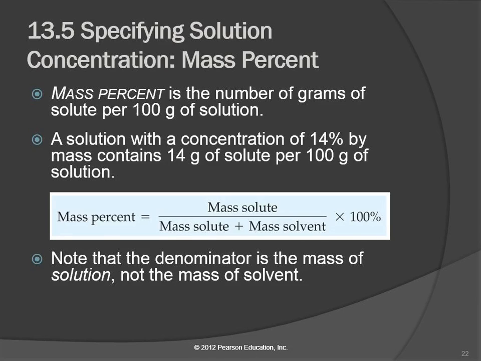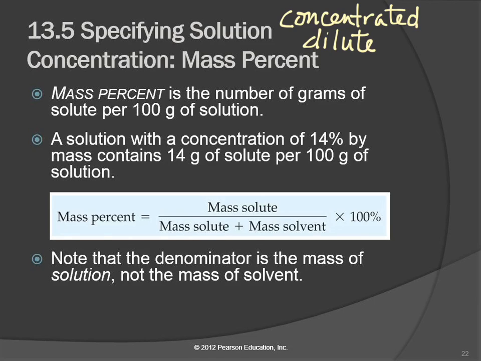If you have a lot of solute, the solution is said to be concentrated. If there's just a little bit, it's said to be dilute. Those are relative qualitative terms. It depends on context, but dilute is going to have less solute and concentrated has more.